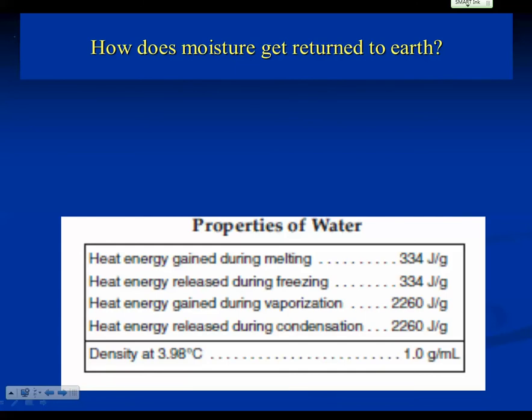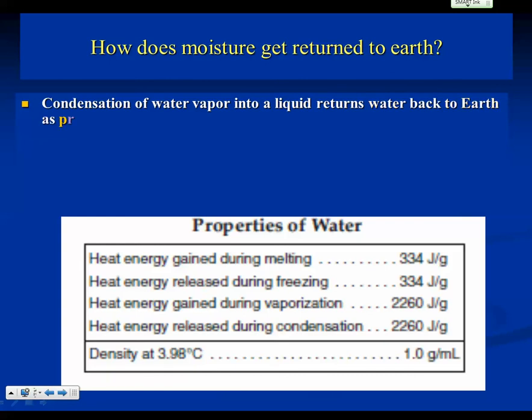And we recall that the primary source of all this energy for weather is the sun. And of course, the sun, when it comes up, is going to cause a lot of water to enter the atmosphere by evaporation. Condensation of this water vapor back into a liquid returns it to the earth as precipitation. So that's how the moisture gets back here.